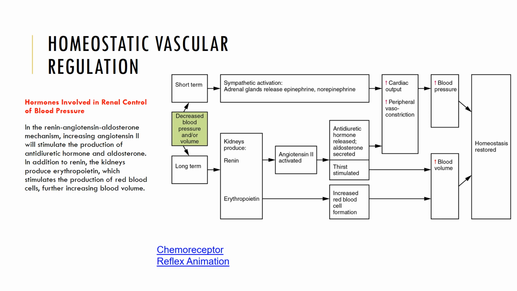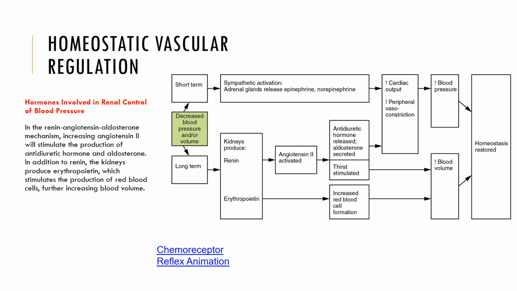Antidiuretic hormone, or ADH, is secreted by the pituitary gland. And ADH works by enhancing water reabsorption in the kidney so that urine output is reduced and blood volume rises. This results in increased blood volume, which increases blood pressure.